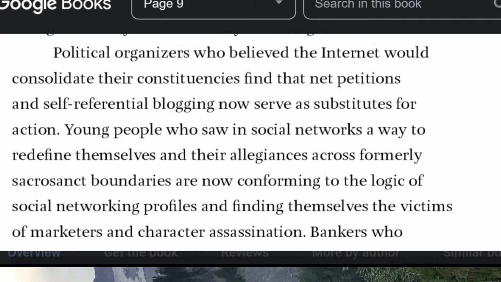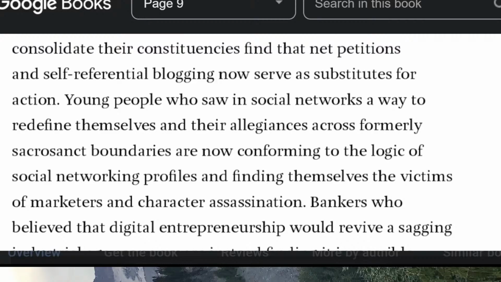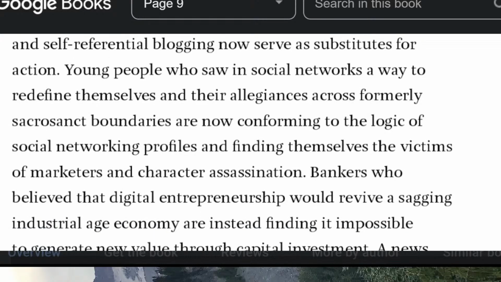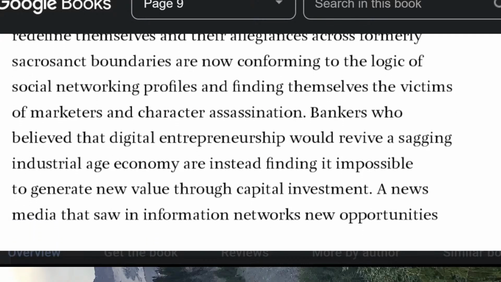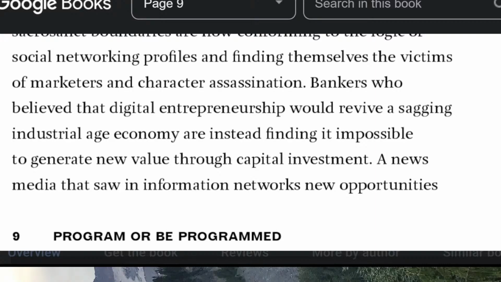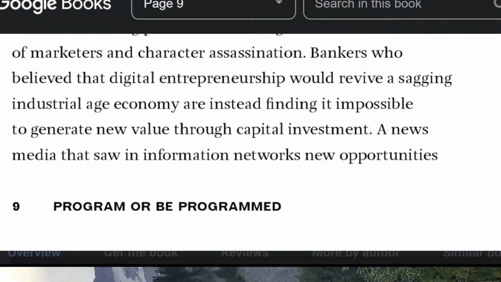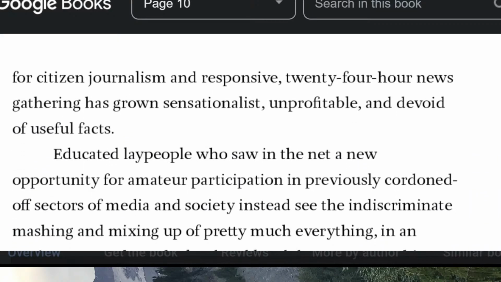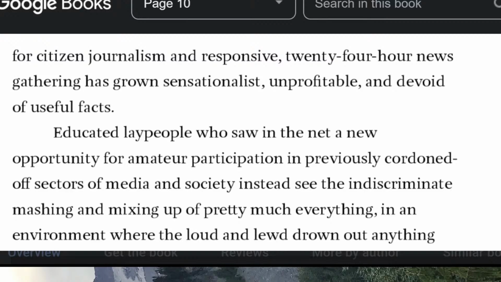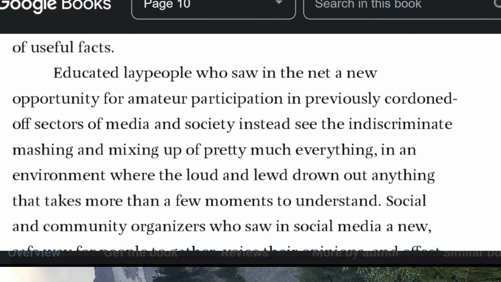Political organizers who believed the internet would consolidate their constituencies find that net petitions and self-referential blogging now serve as substitutes for action. Young people who saw in social networks a way to redefine themselves and their allegiances across formerly sacrosanct boundaries are now conforming to the logic of social networking profiles and finding themselves the victims of marketers and character assassination. Bankers who believe that digital entrepreneurship would revive a sagging industrial age economy are instead finding it impossible to generate new value through capital investment. A news media that saw in information networks new opportunities for citizen journalism and responsive 24-hour news gathering has grown sensationalist, unprofitable, and devoid of useful facts.